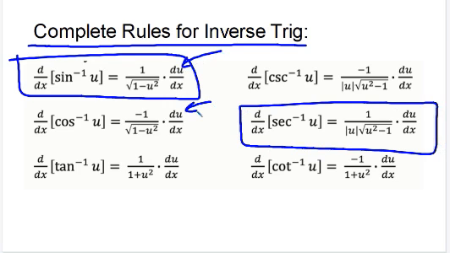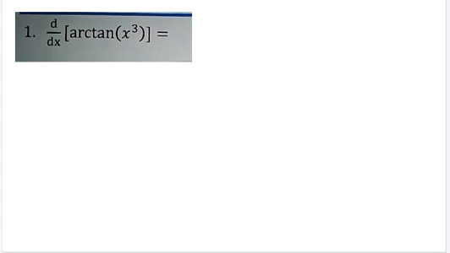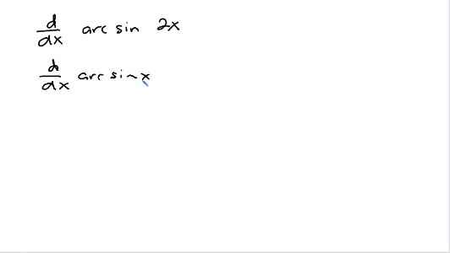All right, using these formulas is really easy. We just have to follow the chain rule. So let me back up for a second and do a very basic problem. Let's say that I wanted to find the derivative of the arc sine of 2x. My formula that I just showed you for the derivative of the arc sine of u is 1 over the square root of 1 minus u squared times du/dx.